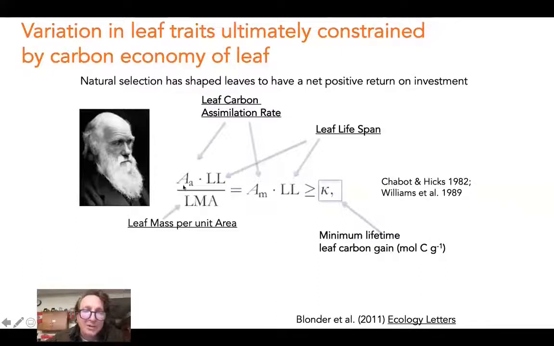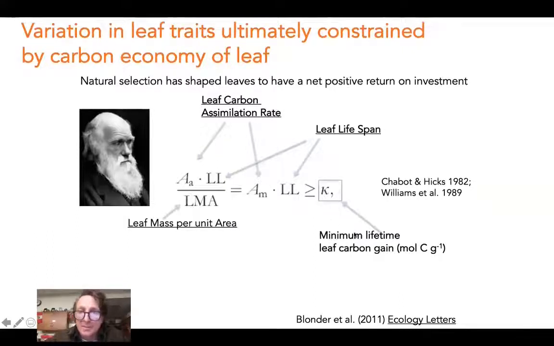Basically, how much carbon is being invested into the leaf itself, okay? And so we can relate that to this quantity here, where the total amount of carbon gained over its lifespan divided by the leaf mass per unit area has to be greater than or equal to this amount of carbon that was invested initially, okay? So the return on investment has to be greater than or equal to a starting amount, okay?